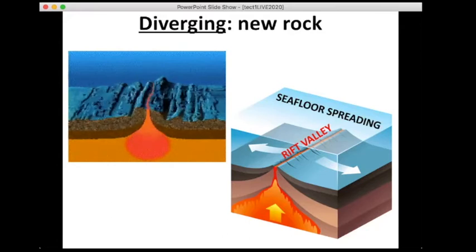Are there volcanoes here or not? Well, technically, this is considered a volcano. It's called a rift eruption, but it's not the kind of volcano we normally think of. So we don't think of there as being big volcanoes on diverging boundaries.